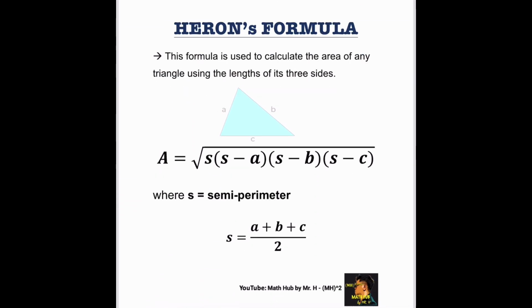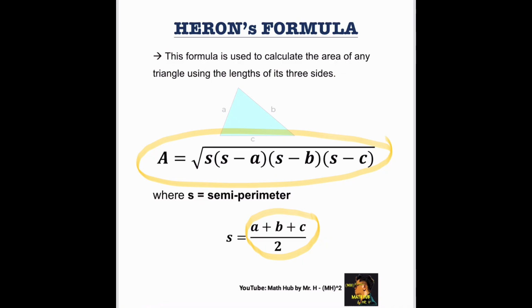Heron's formula is also known as Hero's formula. This formula is used to calculate the area of any triangle using the lengths of the three sides. This formula right here is what we need to use in finding the area of a triangle given the three side lengths. The S here stands for the semi-perimeter. We'll be able to find the semi-perimeter by adding the lengths of the three sides divided by 2. So A, B, and C stand for the sides of the triangle.